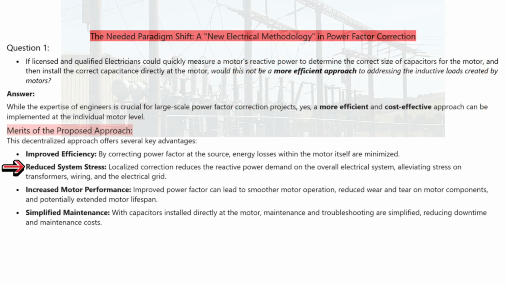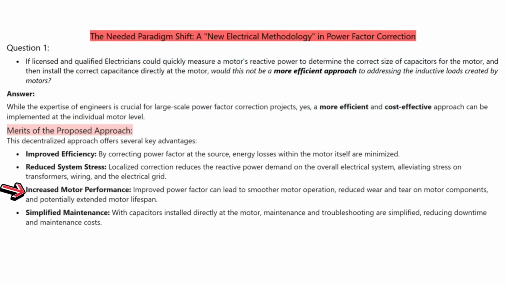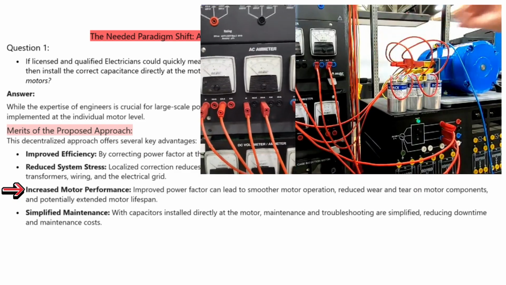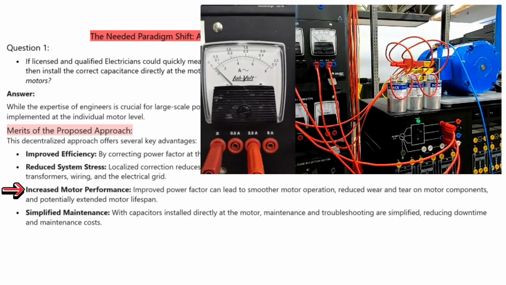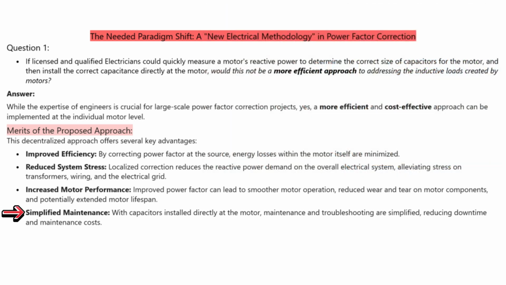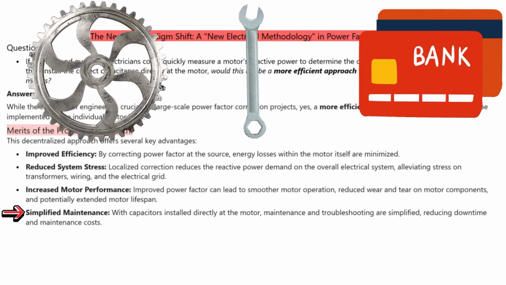Reduced system stress. Localized correction reduces the reactive power demand on the overall electrical system, alleviating stress on transformers, wiring, and the electrical grid. Increased motor performance. Improved power factor can lead to smoother motor operation, reduced wear and tear on motor components, and potentially extended motor lifespan. Simplified maintenance. With capacitors installed directly at the motor, maintenance and troubleshooting are simplified, reducing downtime and maintenance costs.